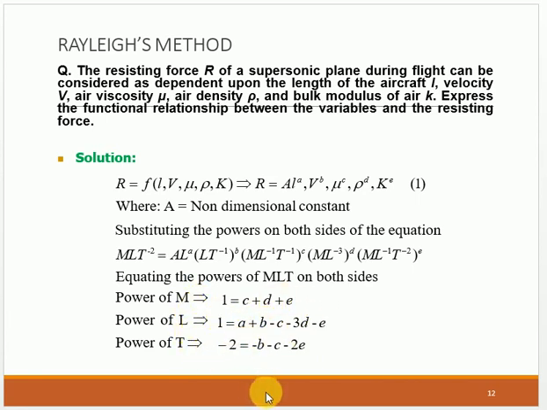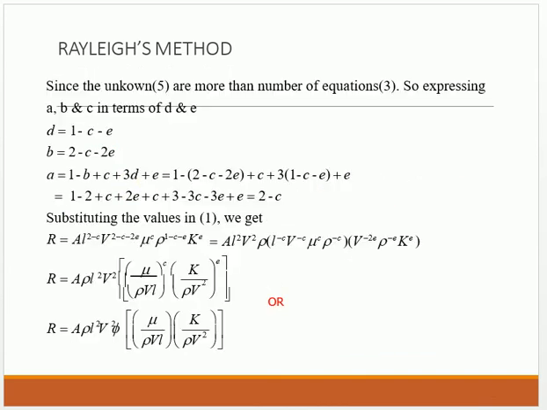So now we're going to simplify. I'm going to find the values of a, b, c, d, e, then substitute in this equation. Since the unknowns are more than the number of equations, we express a, b and c in terms of d and e.